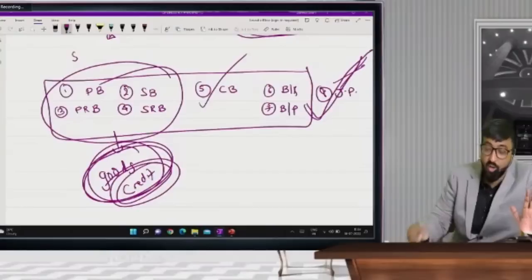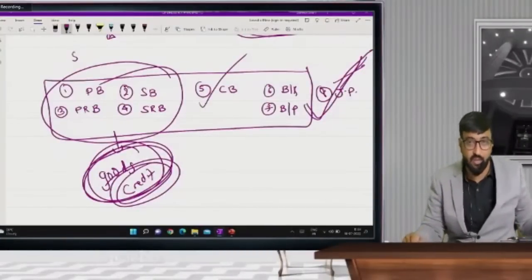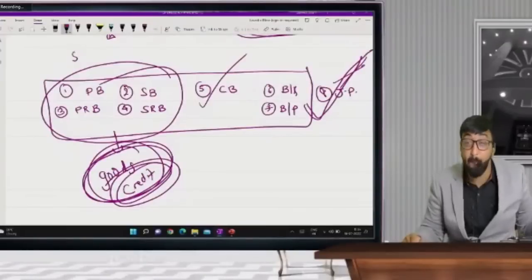Okay, got the concept? Whatever you understood, please tell me in the comment section. Whatever you understood, I will read the perfect answer.